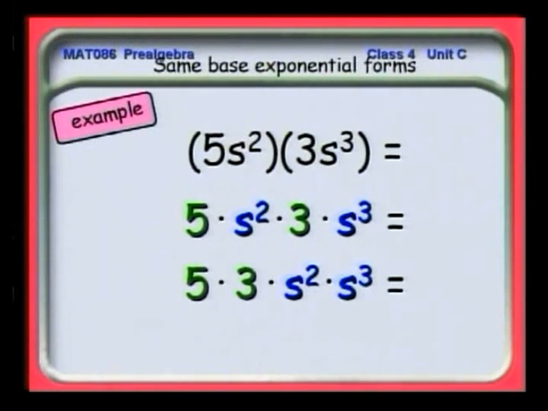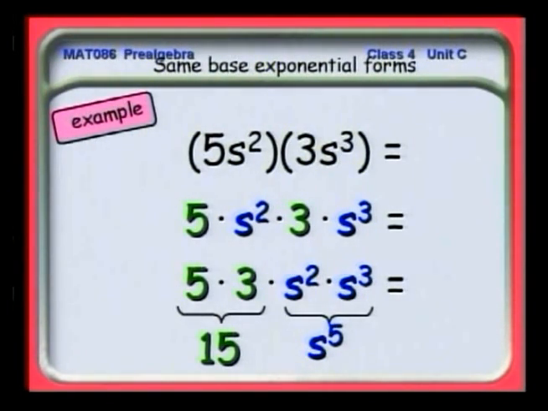Let me rewrite that by switching the order around, as I suggested we would do in the rule. Then 5 times 3 can be multiplied together to get 15. Now here we use the rule for multiplying like bases with different exponents. 2 plus 3 is 5, so the result for this is 15s to the 5th power.